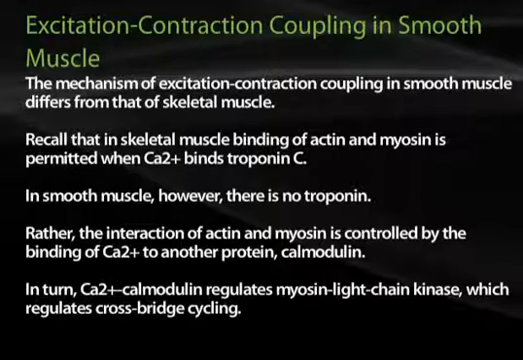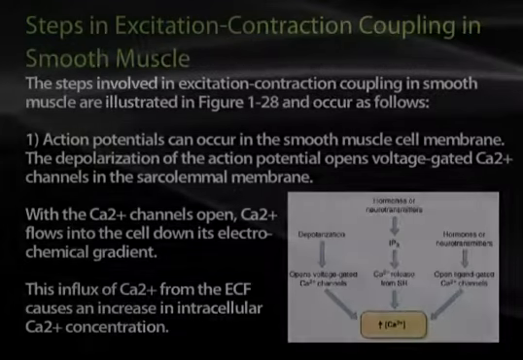Excitation-Contraction Coupling in smooth muscle. The mechanism of excitation-contraction coupling in smooth muscle differs from that of skeletal muscle. Recall that in skeletal muscle, the binding of actin and myosin is permitted when calcium binds troponin C. In smooth muscle, however, there is no troponin. Rather, the interaction of actin and myosin is controlled by the binding of calcium to another protein, calmodulin. In turn, the calcium-calmodulin complex regulates another protein known as myosin-light-chain kinase, which regulates cross-bridge cycling.